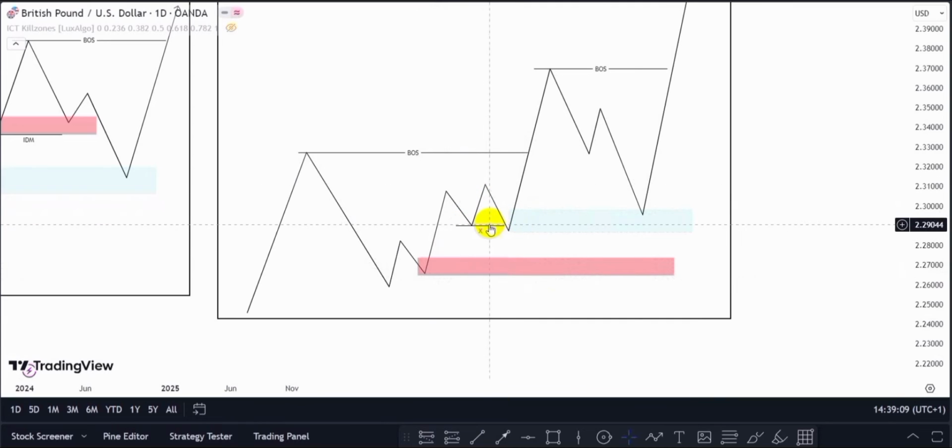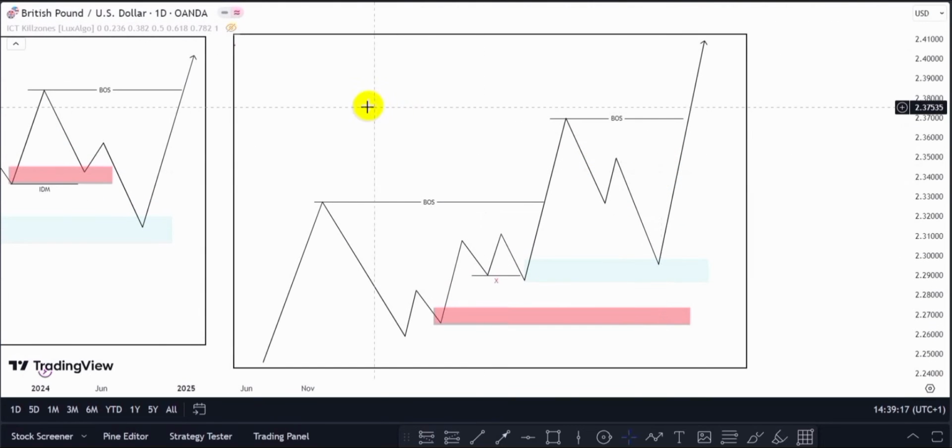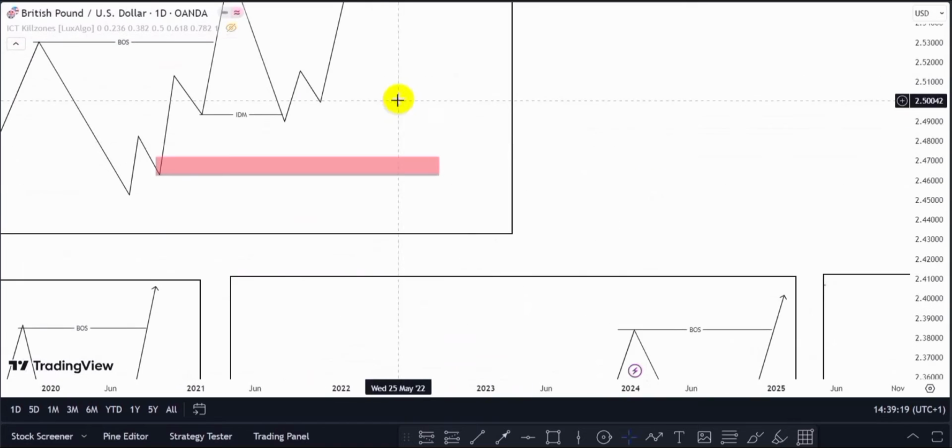Price grabbed the liquidity here. So you would see that price will return to that zone and then push forwards to the upside. So let's look at the last theoretical example before we head to the charts.